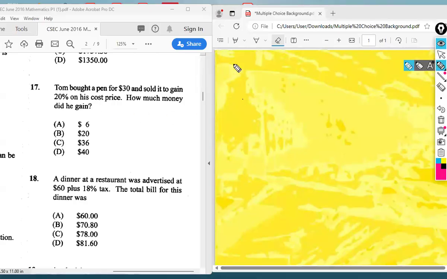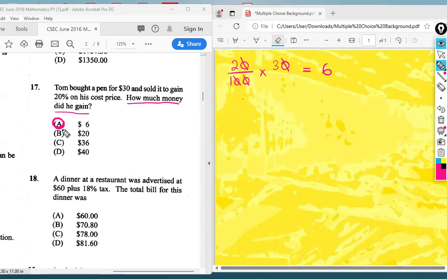In number 17, it is asking us to find 20% of 30, because we're selling it to make a profit of 20%. But they ask how much money did he gain? So it's just the profit they're asking us for. So it's 20% of 30. This will cancel out with this zero. Oh, sorry, wrong thing to cancel out. One second. Right, so we're going to get 6, right? So number 17 is A. This question was a little too easy, but anyway, let's not complain about it.